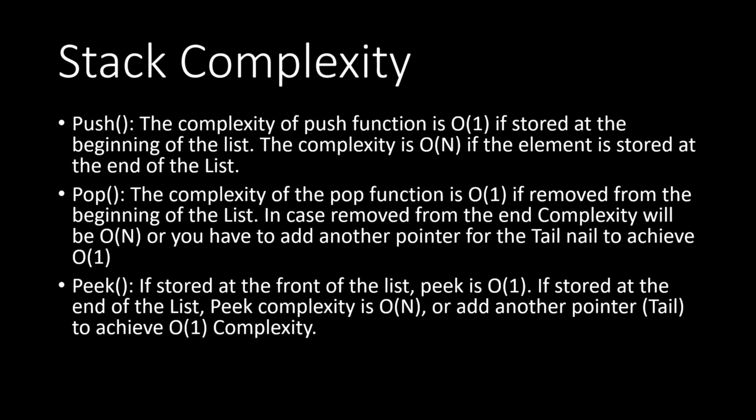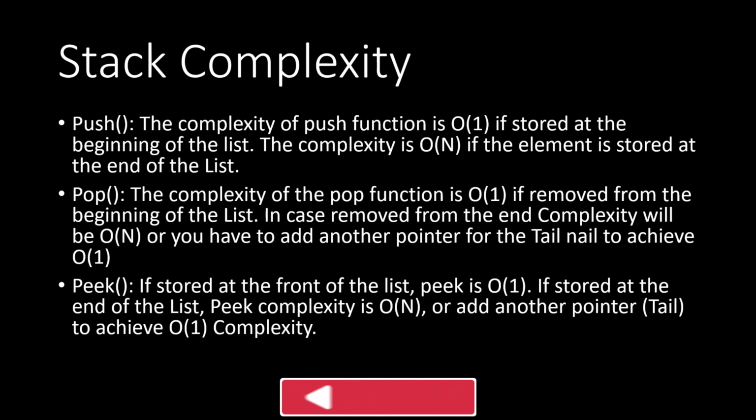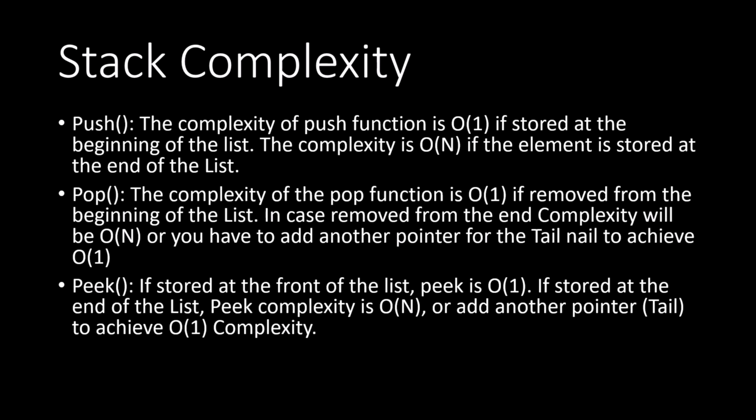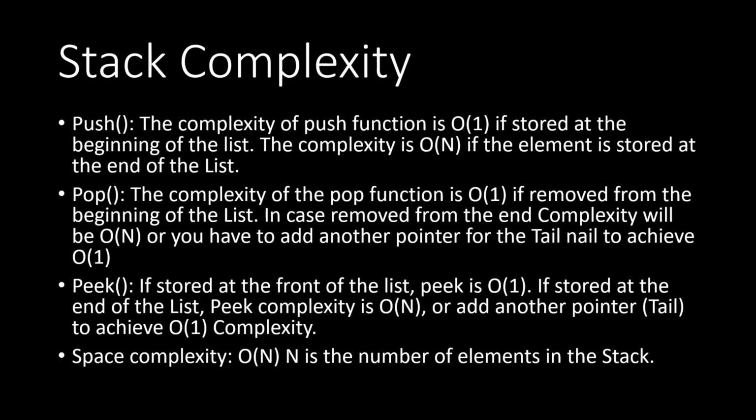Peek, if stored at the front of the list, is O(1). If stored at the end of the list, peek complexity is O(n), or add another pointer tail to achieve O(1) complexity. So in this implementation, I am going to use the front of the list for the push, pop and peek functions. Space complexity is O(n), where n is the number of elements. An array is not used in the linked list.